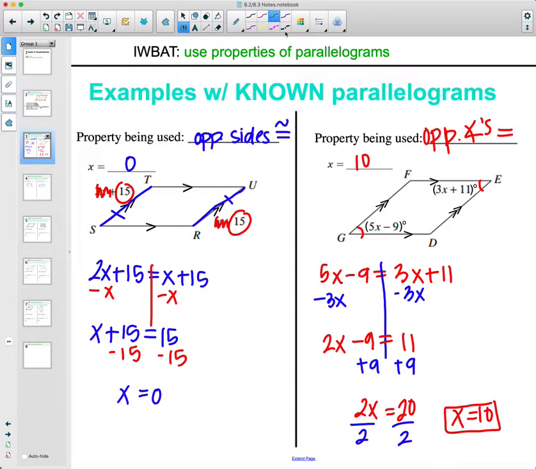Then again, I would plug it in just to make sure that you get equal measures here. So 5 times 10 is 50, minus 9 gives you 41 for that angle. 3 times 10 is 30, plus 11, you get 41 for that angle. So you do get equal angles there.